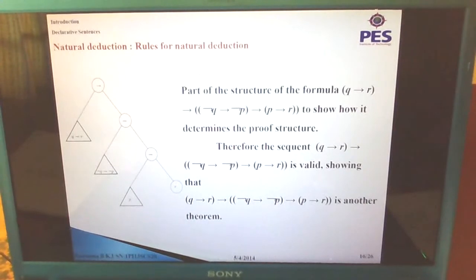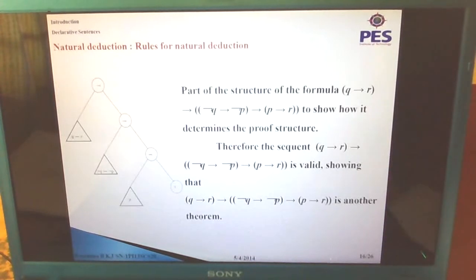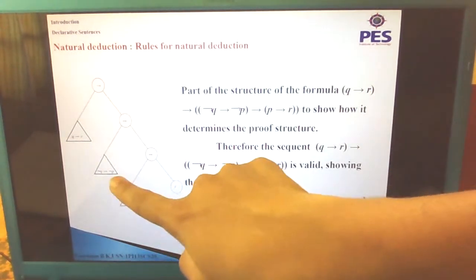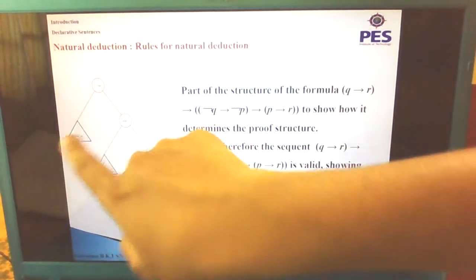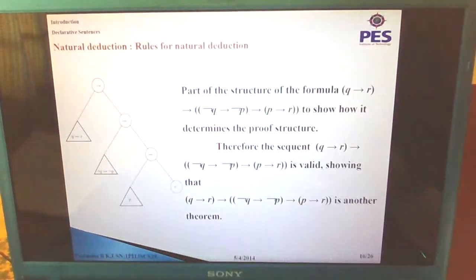Natural deduction rules. In the natural deduction rules, we are constructing a proof structure. That is, this is the part of the structure of the formula. We have proved this in this example. Here Q implies R is our first assumption. Negation of P implies negation of Q implies negation of R is also our second assumption. This is the first assumption, second assumption, and the third assumption. So we are putting them in triangular boxes. These are the operations involved here.